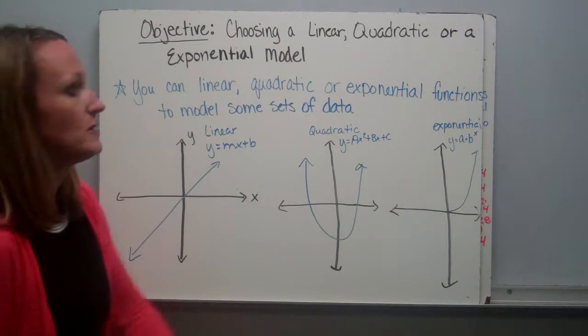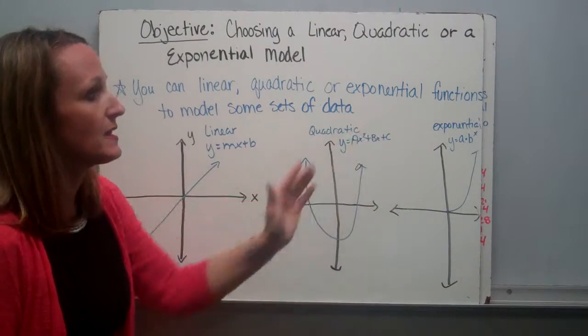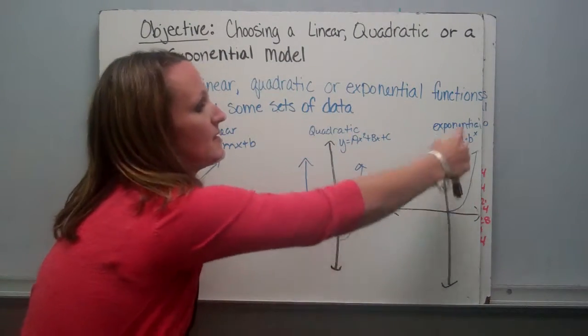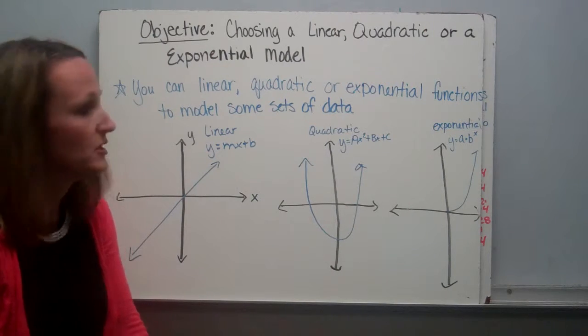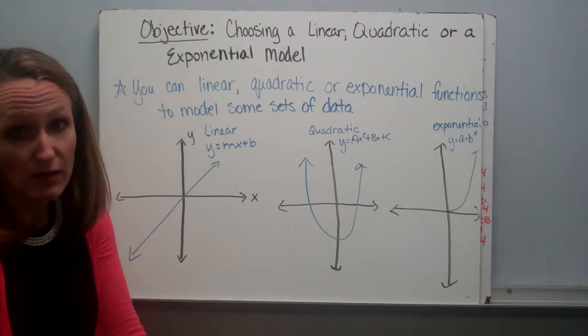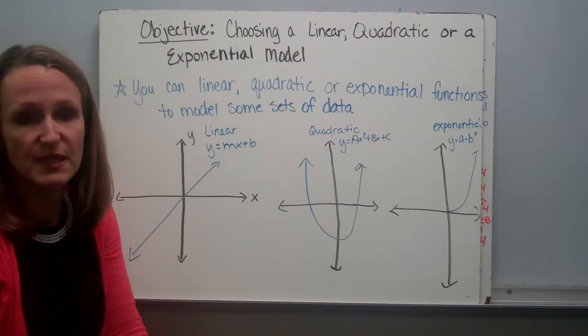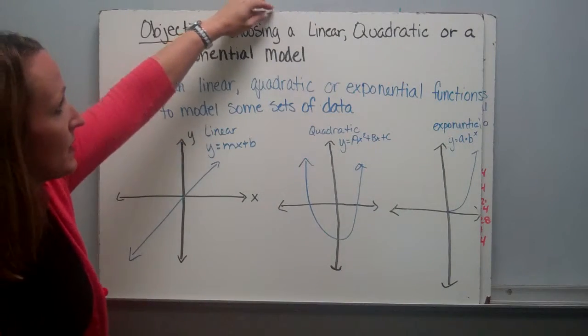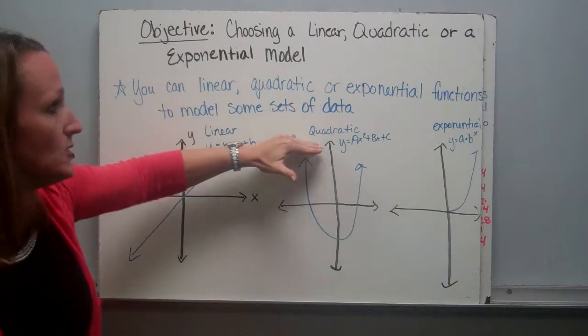If it's exponential, it's in the form y equals a times b to the x, and it's half of a parabola, or half of a U. All three of these are graphs that you should be familiar with. I should not be telling you any new information. So, linear, quadratic, exponential.